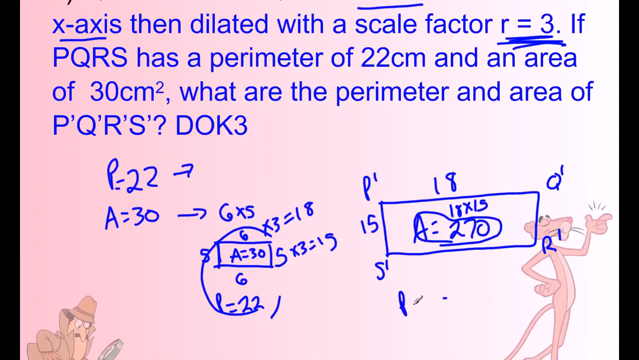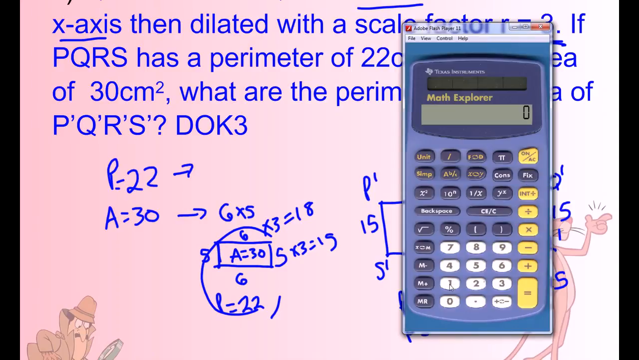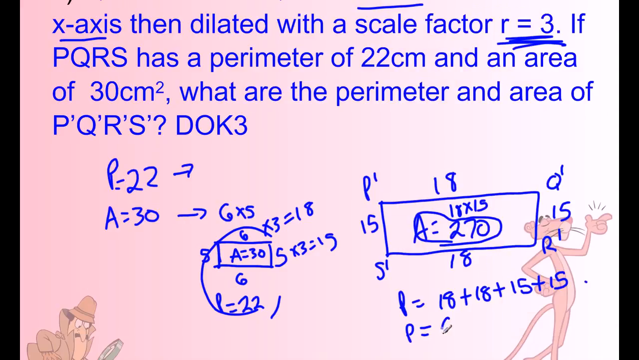The perimeter of any shape you find by adding up the lengths around the outside. So you can take 18 plus 18 plus 15 plus 15 and add it together. That equals 66. And there we go.